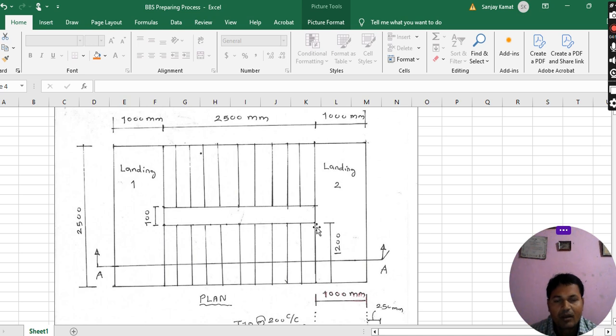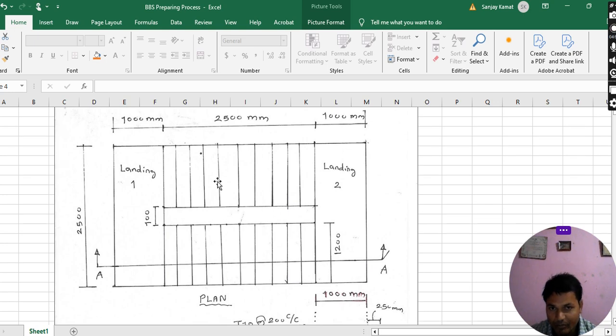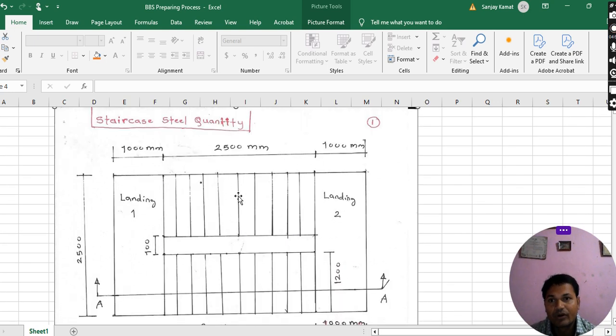Where we take the turn, that position is how much? This turning position of the staircase is 1200 mm. And the gap between the staircase landing 1 and landing 2 is only 100 mm. We have to leave this 100 mm gap, and after leaving it we have to make the staircase. This is the method, this is the process. So this is the plan. As we all know the given data from the figure, now we can calculate for the staircase.